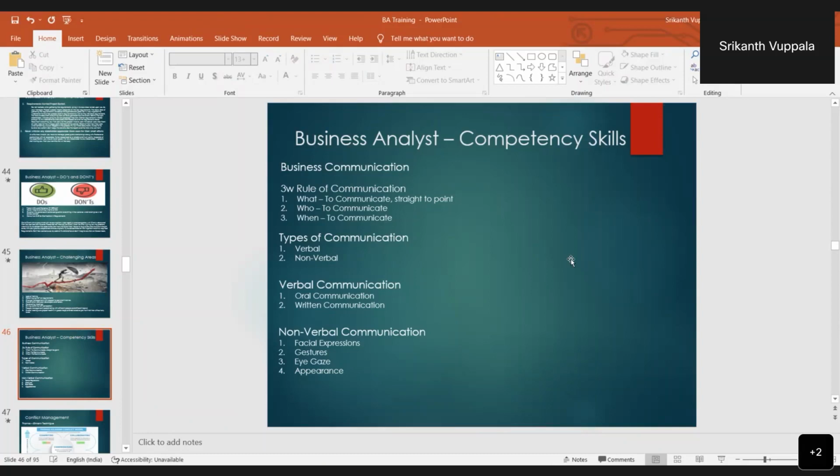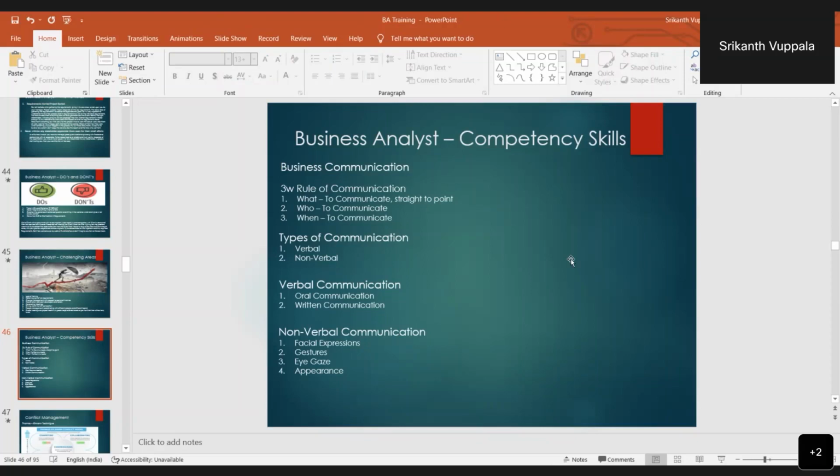And when to communicate that thing. In the status meeting we cannot go and discuss the requirements, right? Or in any other touch points we cannot go and discuss the requirements. We have some stipulated time wherein we have to talk about the requirement. A business analyst should know this: what to communicate, who to communicate, and when to communicate.